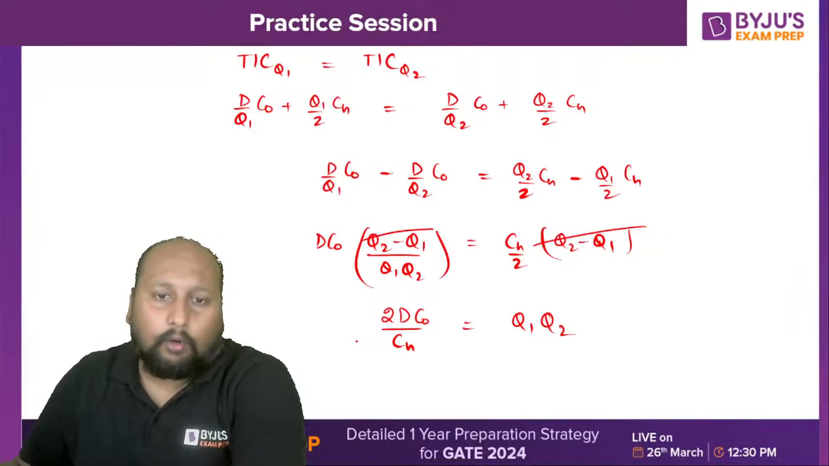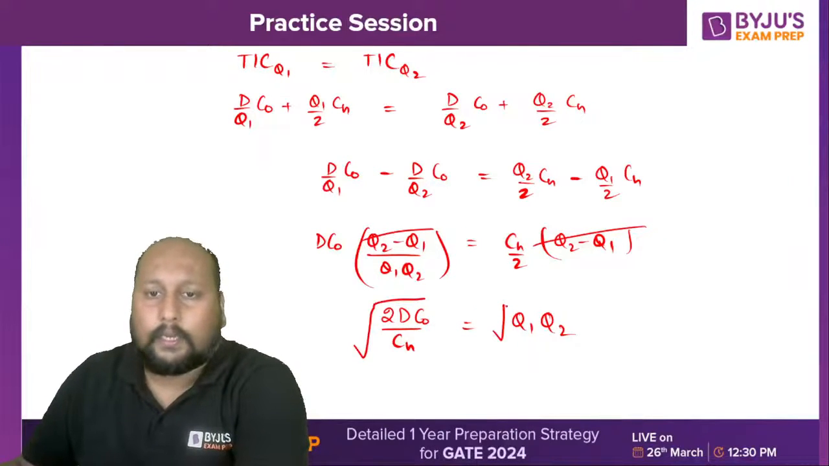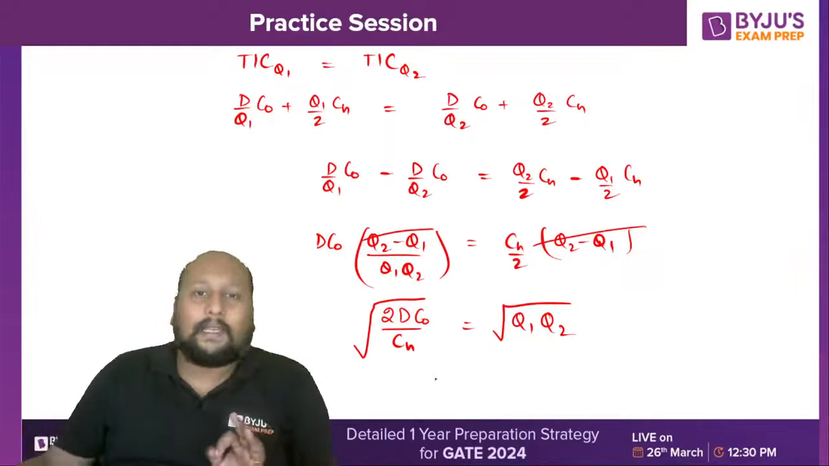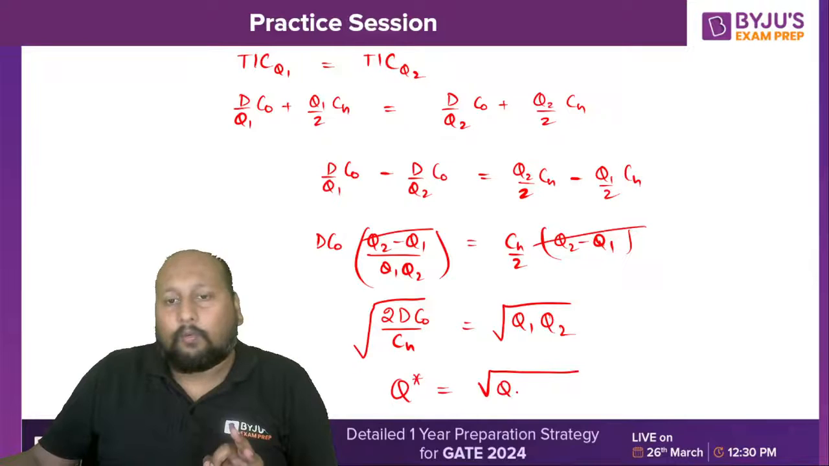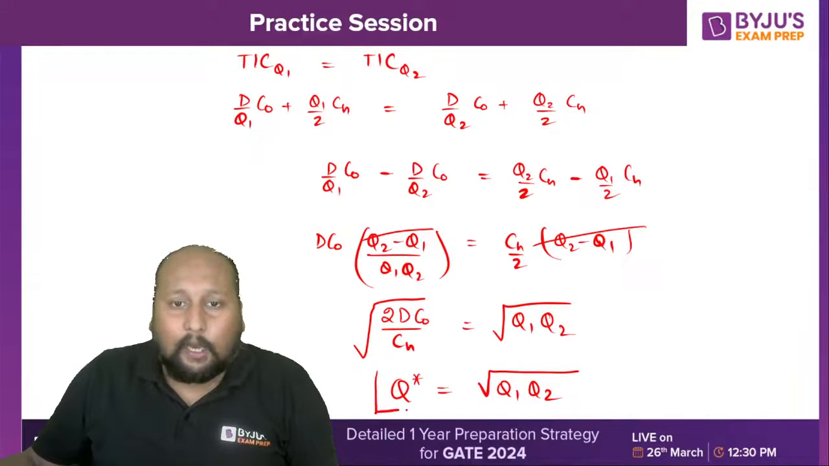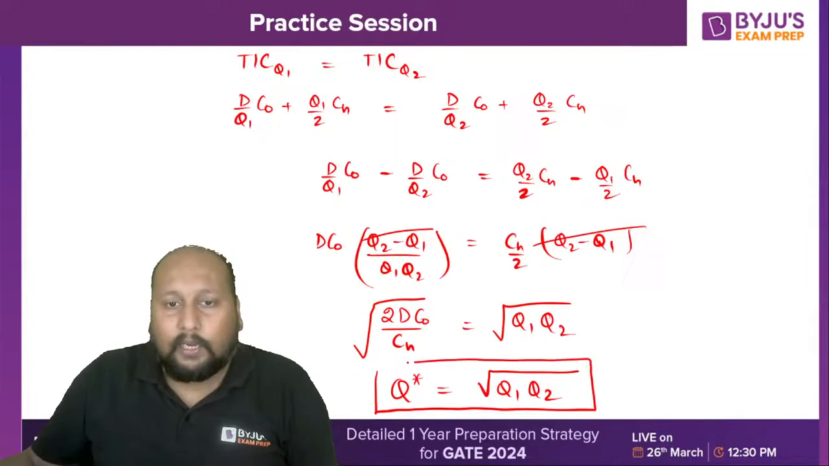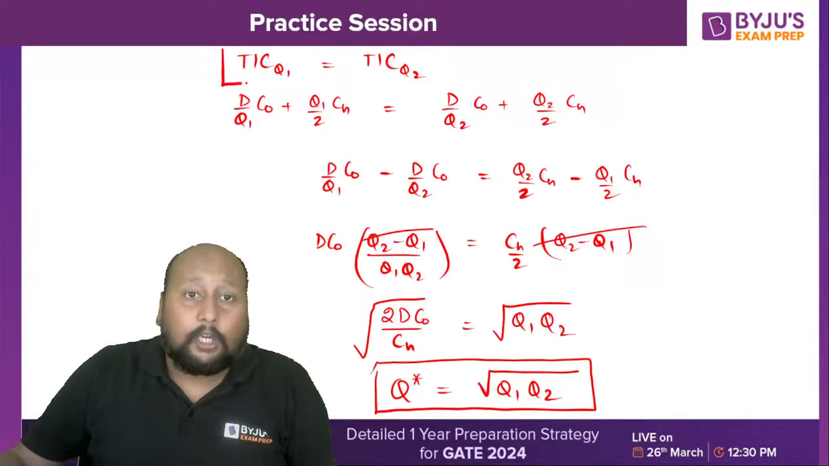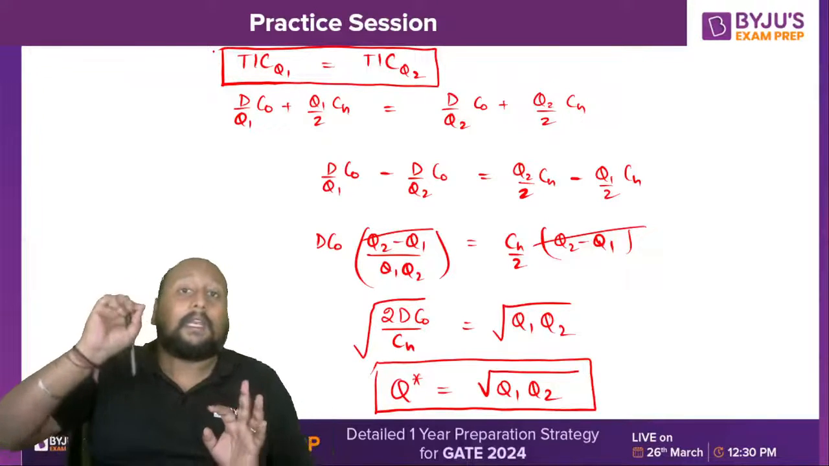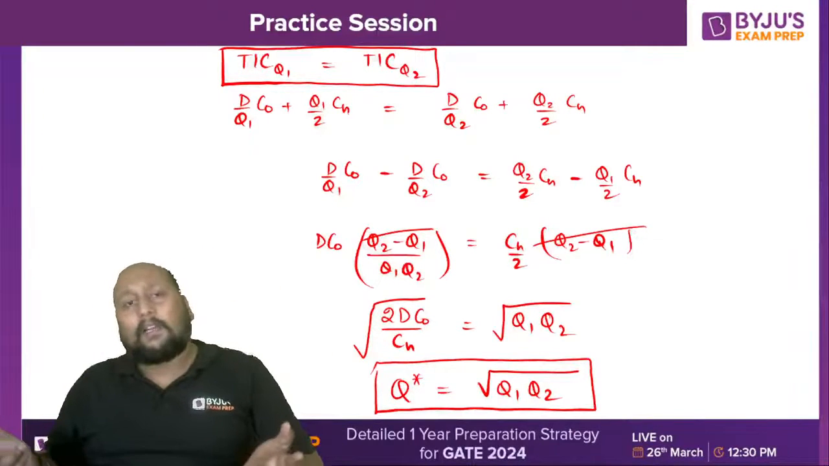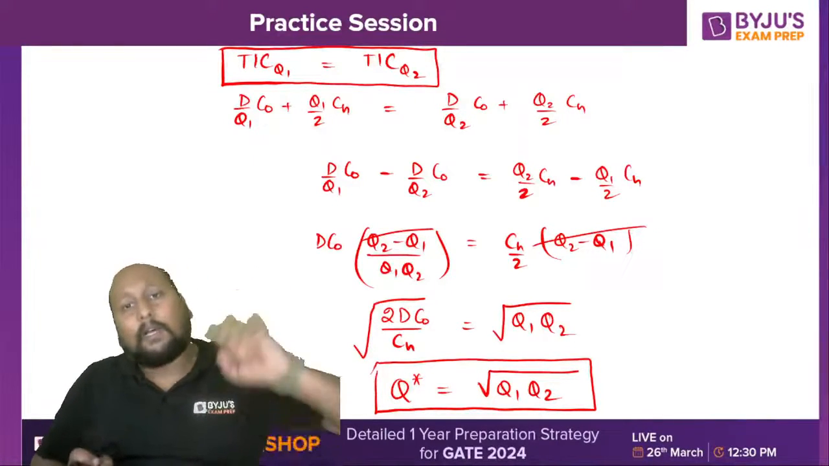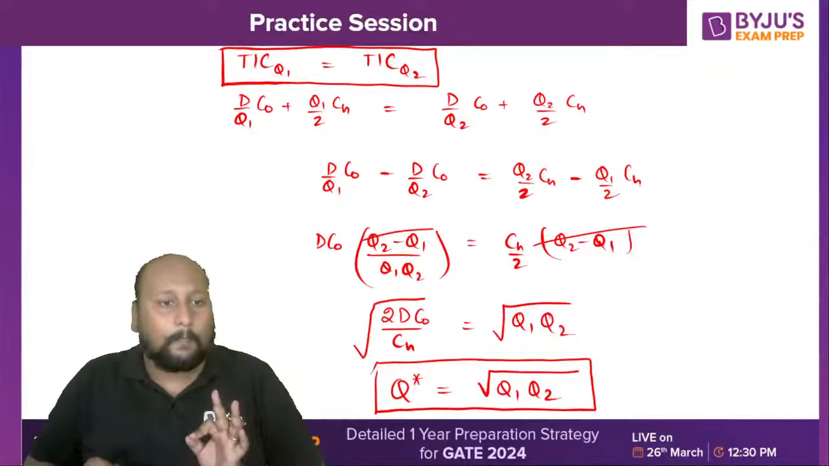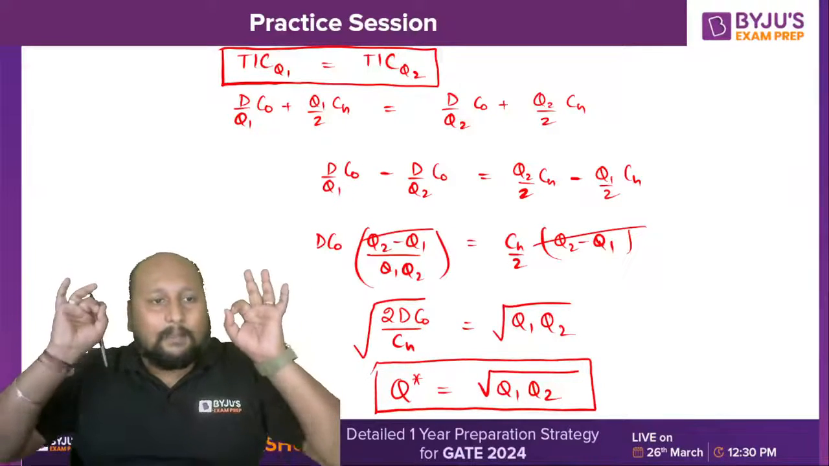If I take the square root on both sides, what is this? 2DCO by CH is nothing but your Q star. That is equal to root of Q1 Q2. That means now we have got a very important formulation: if the total inventory cost for any lot size is equal to the total inventory cost for any other lot size, then I can simply say the economic order quantity will be equal to the square root of the product of the two lot sizes. Is this clear? We can simply get it in a single line.